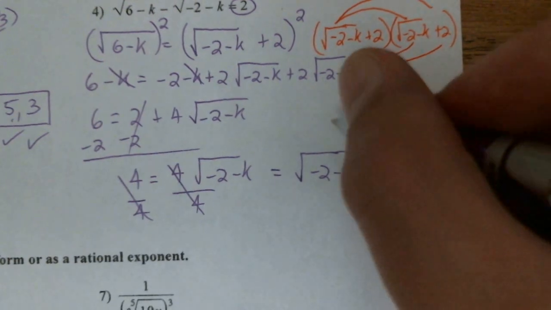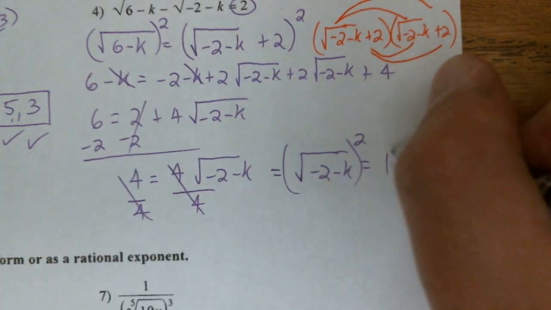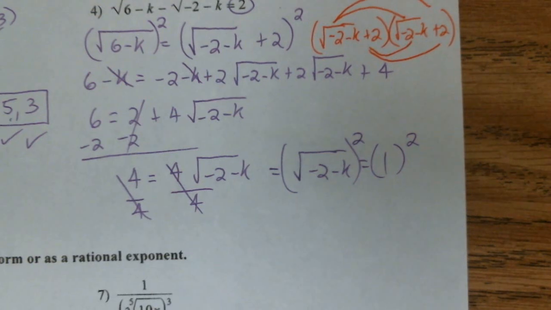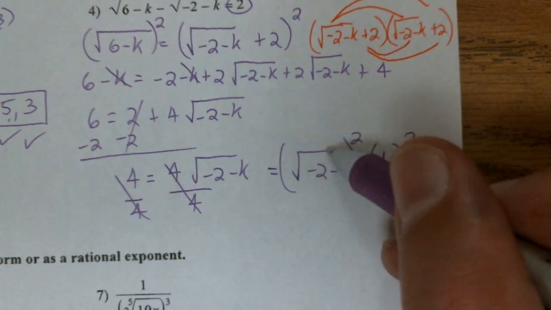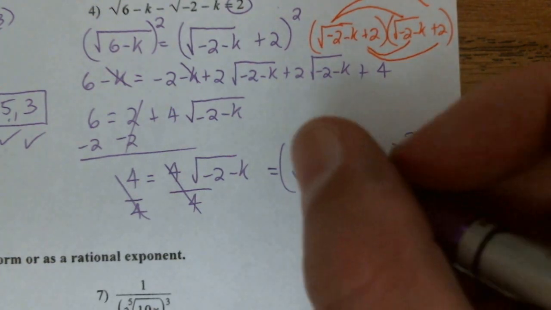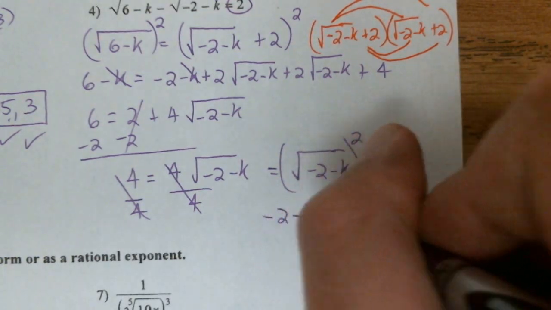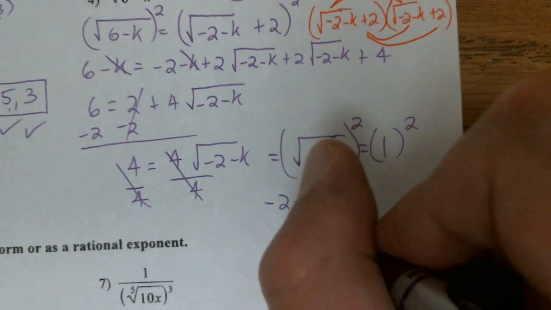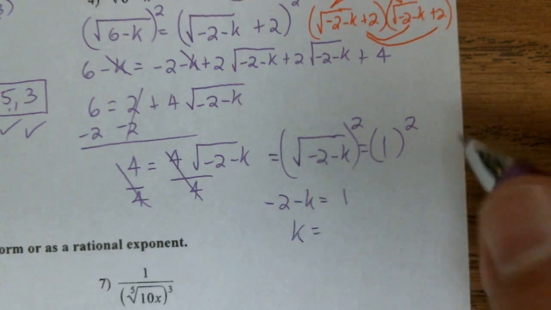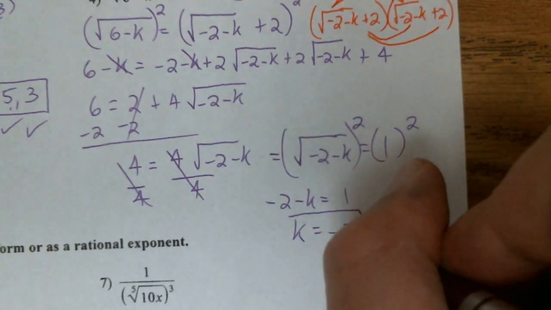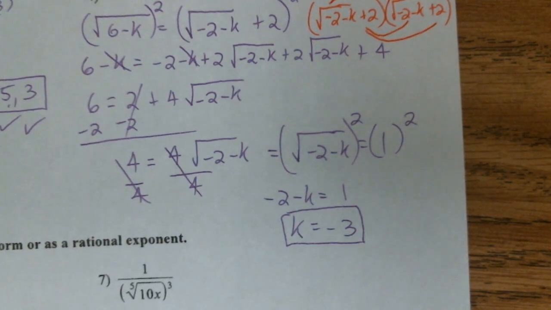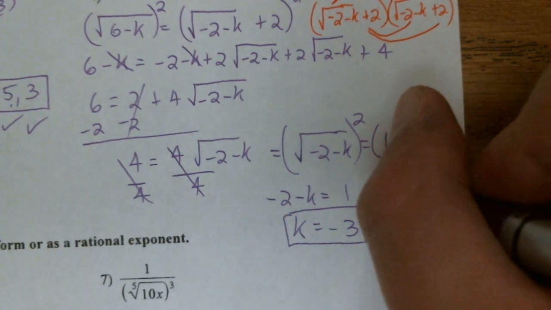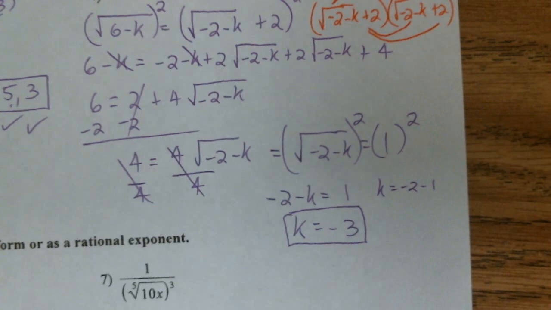Now we've got to do it again. Take the square of both sides. All right, the square root of negative 2 minus k squared is negative 2 minus k. The square, 1 squared, of course, is just 1. Move the k to the other side. Subtract 1 from both sides, and I get k is equal to negative 3. k equals negative 2 minus 1, just so you can see that.